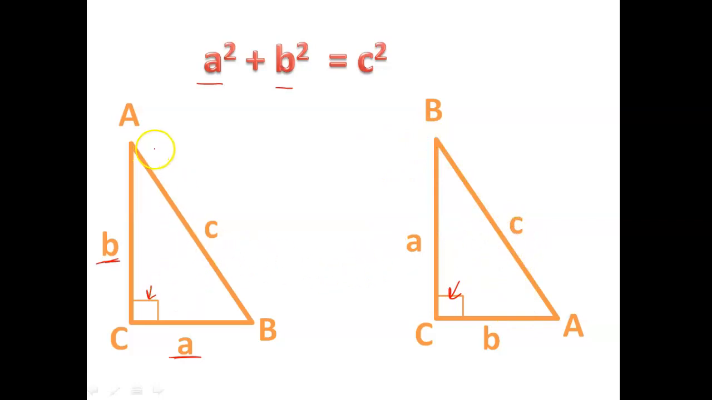But if you notice here, I wrote the two triangles two different ways so that you can see that either side could be a. A squared plus b squared equals c squared. Same thing. A squared plus b squared equals c squared. The only thing that stays the same is c, and c is always opposite from the right angle. Okay? The longest leg is always c. Remember that.